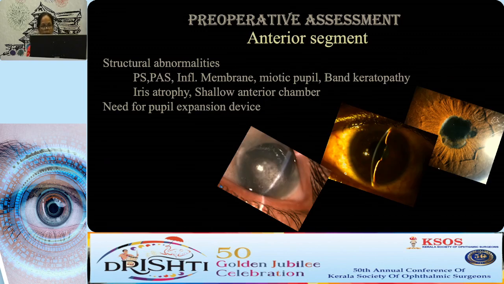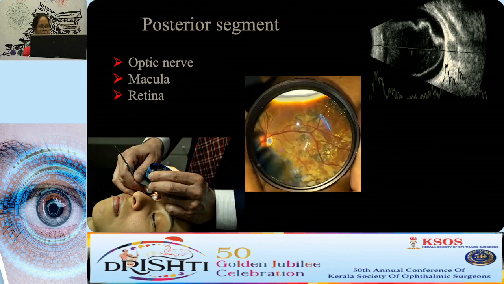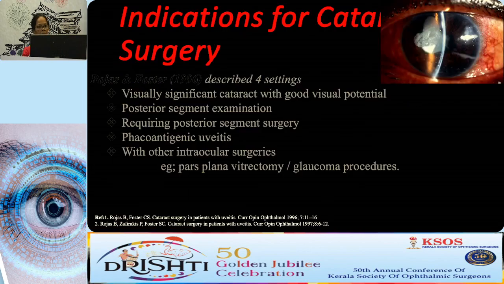In the preoperative assessment, the anterior segment should be examined for posterior synechiae, peripheral anterior synechiae, inflammatory membrane, miotic pupil, band keratopathy, shallow anterior chamber, etc. Need for a pupil expansion device, if needed, should be assessed preoperatively. The posterior segment also should be examined for optic nerve, macula, and retina.